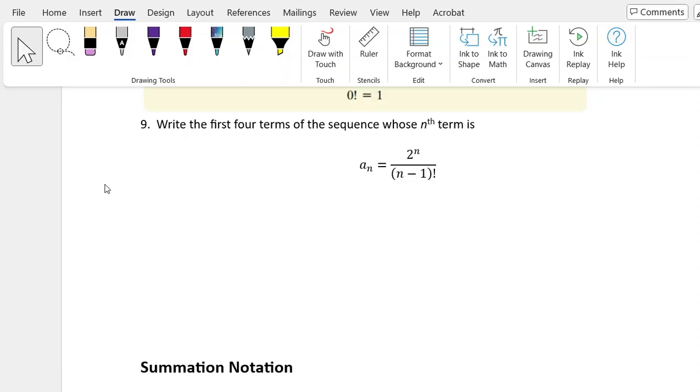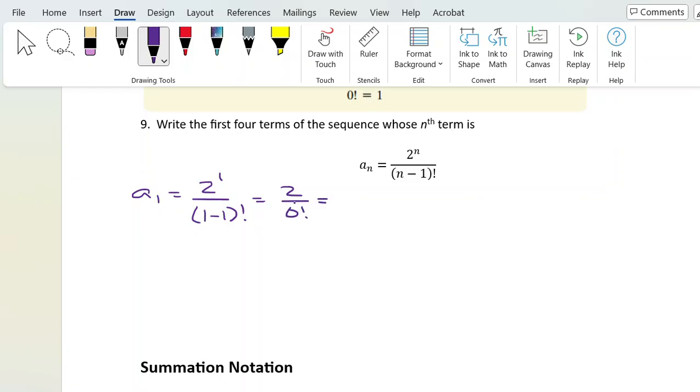So let's start with a sub 1. So again, notice that we have multiple places where we're plugging in the term number. N is plugged in the power on 2, and it's also plugged in the denominator. So we have 1 minus 1 factorial. So 2 to the first is 2. 1 minus 1 is 0. And as we see up here, 0 factorial is 1. So this is going to be 2 over 1, which is 2.